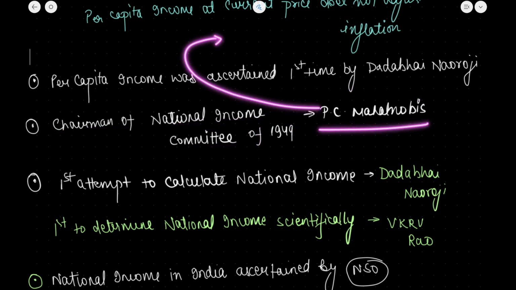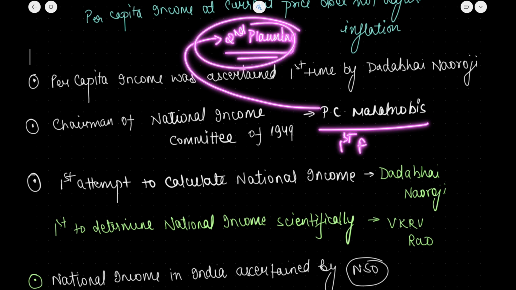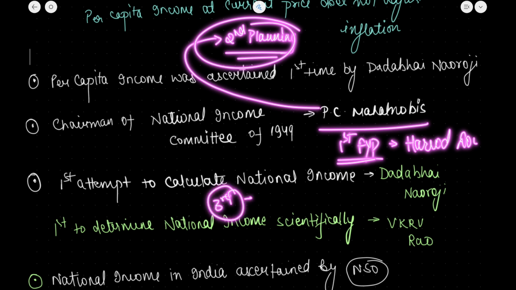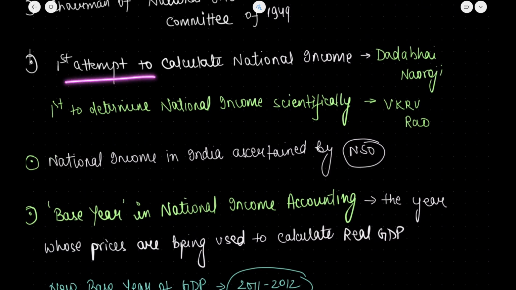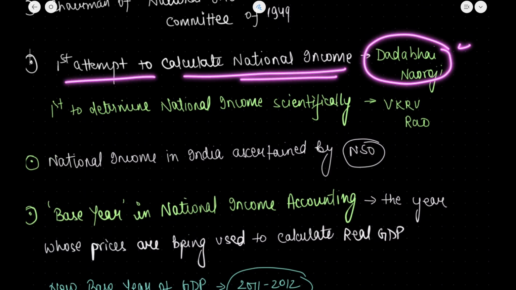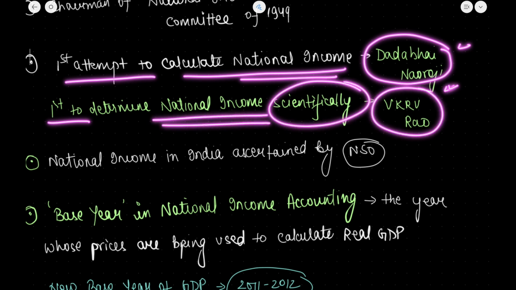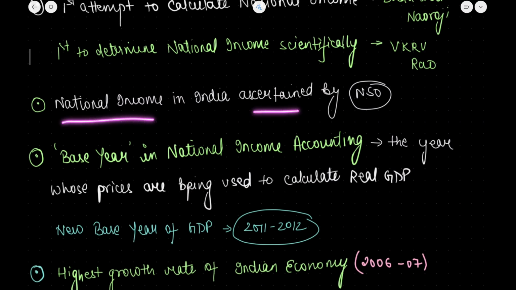Also, Mahalanobis is known for the second 5-year plan. Okay, the first 5-year plan was made by Harrod-Domar. You have to tell me in the comment section who gave the idea and who formulated the third 5-year plan and the fourth 5-year plan. You have to mention the names of the persons. Okay. The first attempt to calculate the national income was made by Dadabhai Naoroji. The first to determine the national income scientifically was V.K.R.V. Rao. National income in India is ascertained by the NSO.